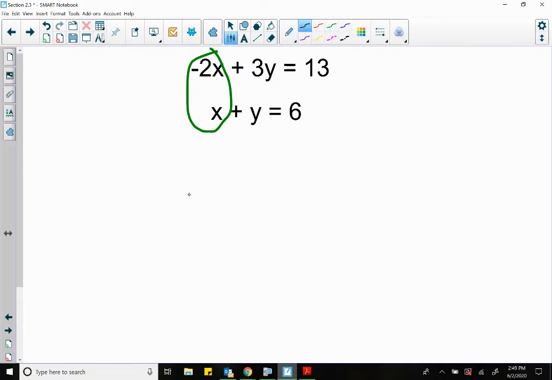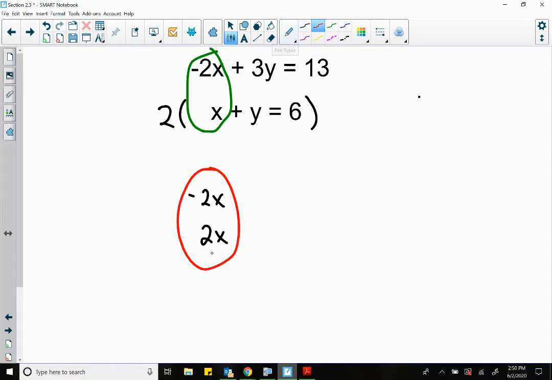I already have the negative on top, so I'm going to call it negative 2x. But down below, I need to turn this into a number that can take away this negative 2. Well, what can I multiply this by? I can multiply this entire bottom equation by 2. Because if I take 2 times x, I get a 2x. See how I turned it into the same number, and this guy's the negative, this guy's the positive. Goal met. Okay, I want to make this happen.